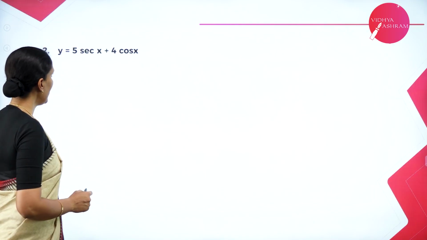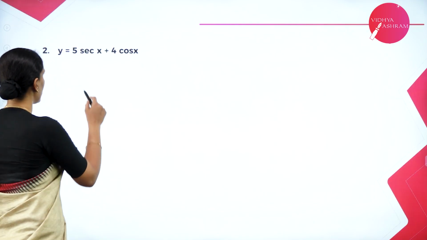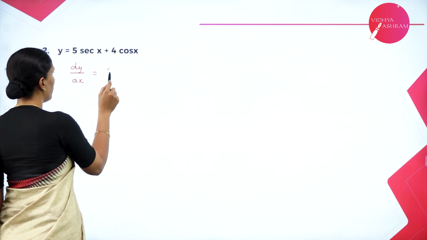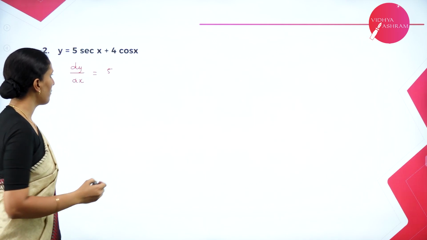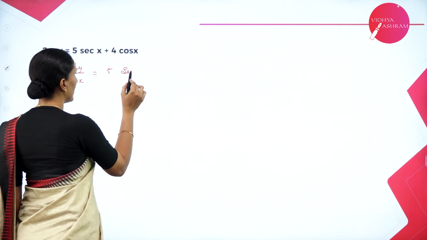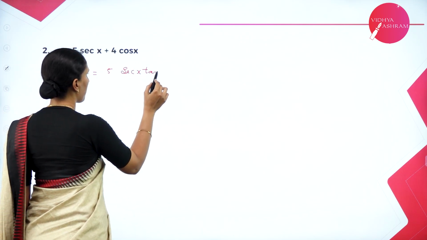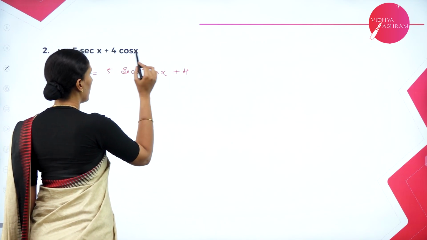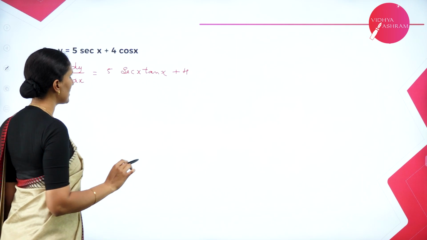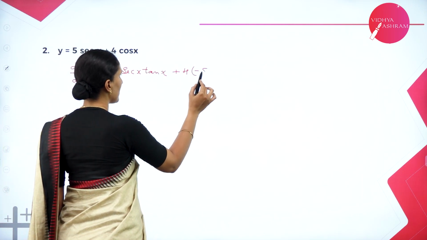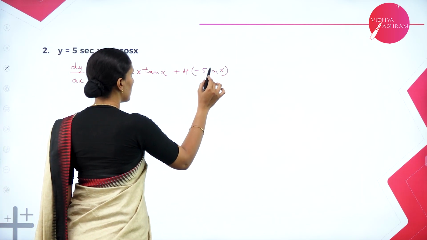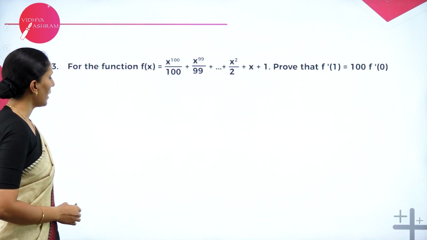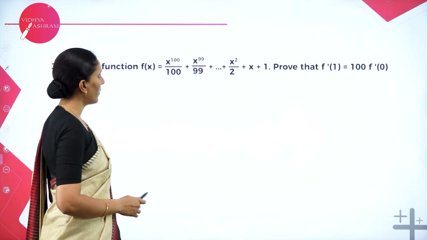Next one, 5 secant x plus 4 cos x. So dy by dx is equal to 5. Derivative of secant function is secant x tan x. Next we have plus 4. Let's keep 4 constant as it is. Cos x is minus sin x. That's all.